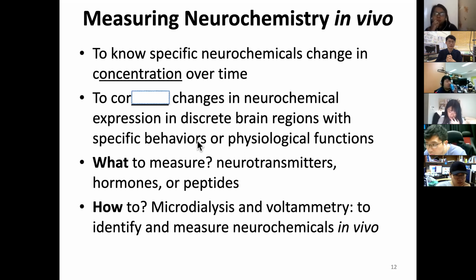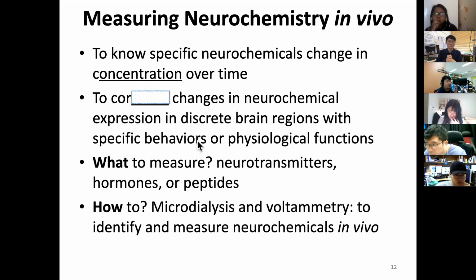You want to connect changes in neurochemical expression with the specific behaviors. Yes, it's correlate. So it's a very difficult task. You first establish correlation first, and then you can go more specific and complicated.